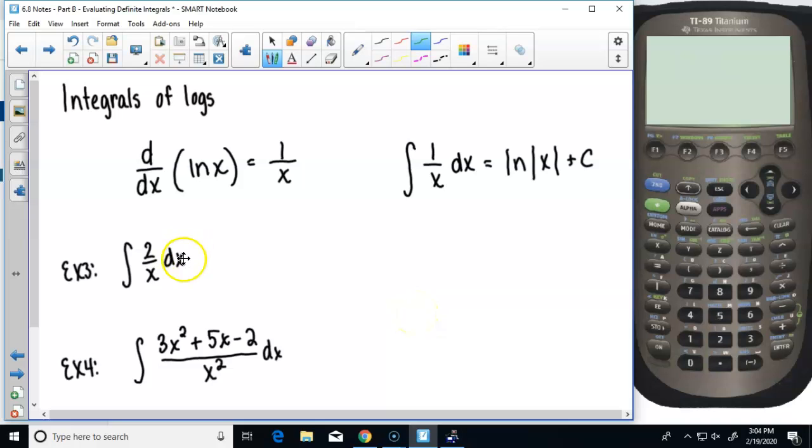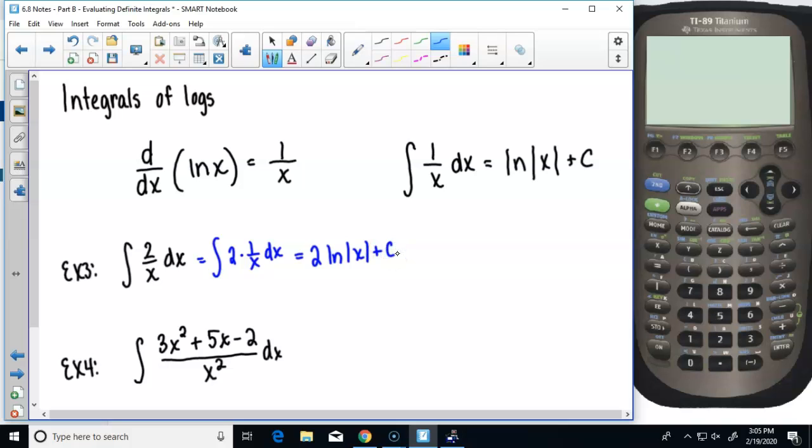So this first example, I don't have 1 over x, but I've got 2 over x, which I could think of as 2 times 1 over x dx. So when I integrate that 1 over x, I get natural log. This 2 is just a coefficient. So I would get 2, I meant to put definite integrals on this, but I forgot to do that. But that's okay. We just need a little practice with this. So 2 natural log of the absolute value of x plus c.